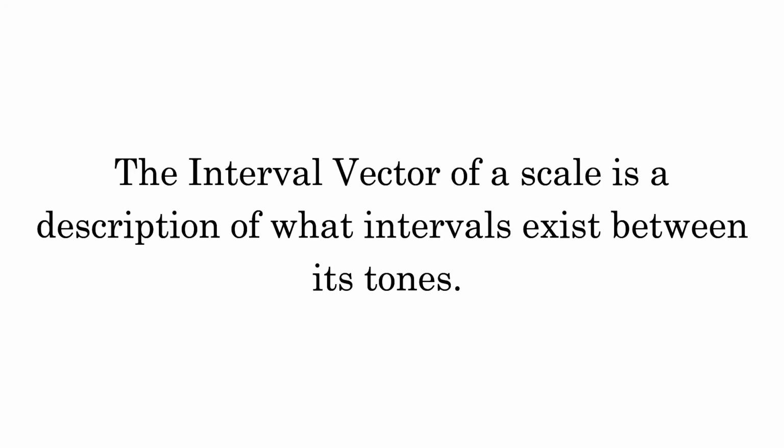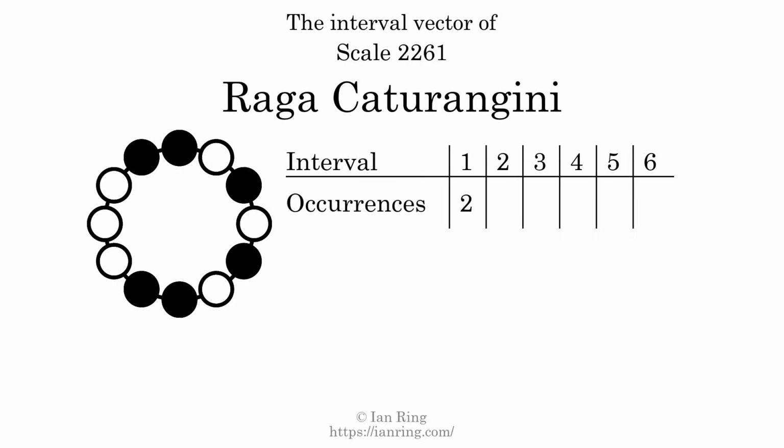The interval vector of a scale is a description of what intervals exist between its tones. There are 2 intervals with a size of 1 semitone. They are here and here. There are 3 intervals with a size of 2 semitones. They are here, here, and here. There are 2 intervals with a size of 3 semitones. They are here and here.